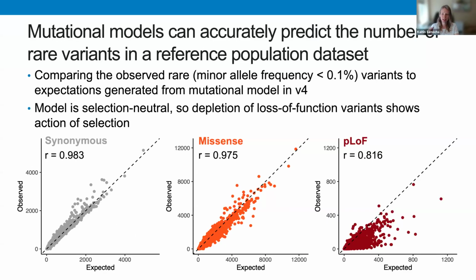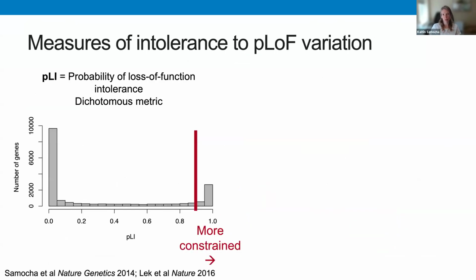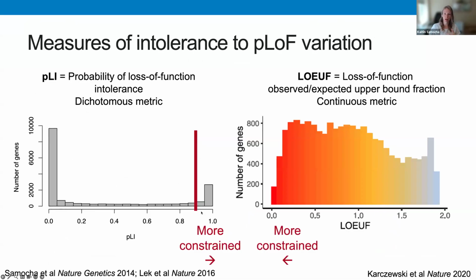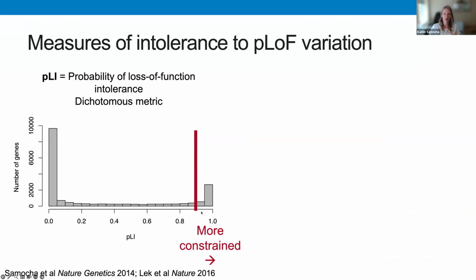So this depletion we wanted to quantify in a couple of different ways. For example, we can measure with a more dichotomous metric. This is an older one called pLI, or the probability of loss of function intolerance. It's very much a yes, no. So pLI goes from 0 to 1. We arbitrarily say that greater than 0.9 indicates a constrained group. This is about 3,000, 4,000 genes across the genome. This is the distribution here, so it is very dichotomous. And a lot of the ones in the middle are on the smaller side.